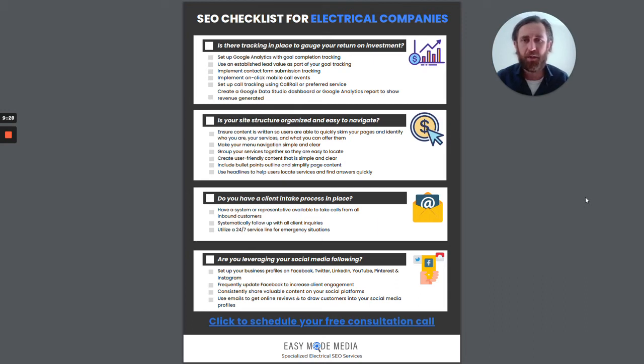Make your menu navigation simple, clear, and easy to get around, pretty self-explanatory. Group your services together so they are easy to locate for a user. You don't want a user to have to search the site for 15 minutes to find one service they're interested in. You want to differentiate your services like commercial, electrical, residential, industrial, solar, anything like that, just so it's easier for someone to jump around the site as needed.